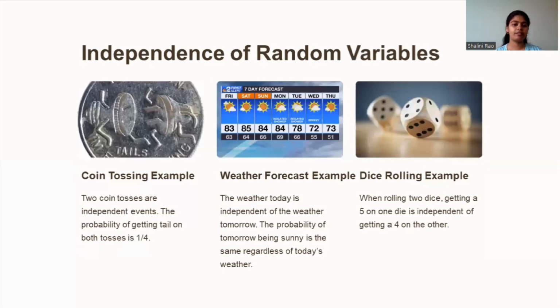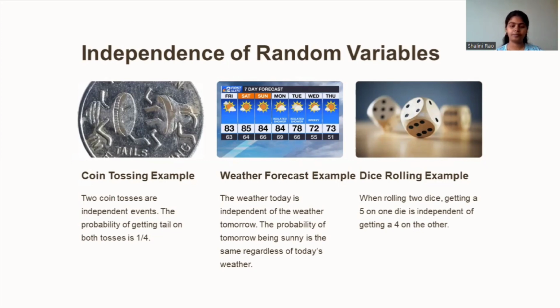Next, we have independence of random variables. Coin tossing example: two coin tosses are independent events. The probability of getting tails on both tosses is 1 by 4. Weather forecast example: the weather today is independent of the weather tomorrow. The probability of tomorrow being sunny is the same regardless of today's weather. Dice rolling example: when rolling two dice, getting a 5 on one die is independent of getting a 4 on the other.